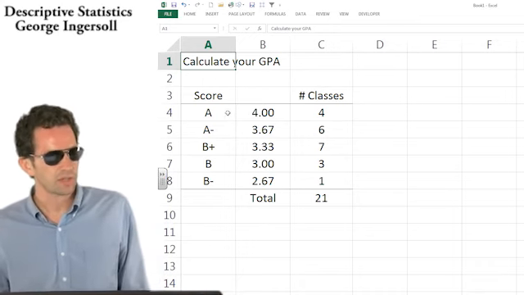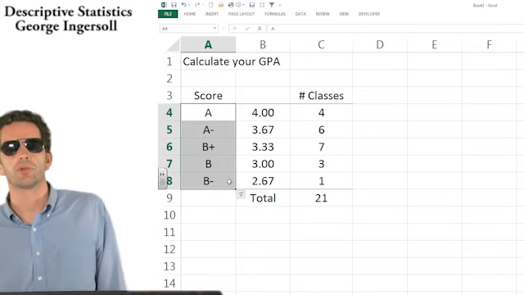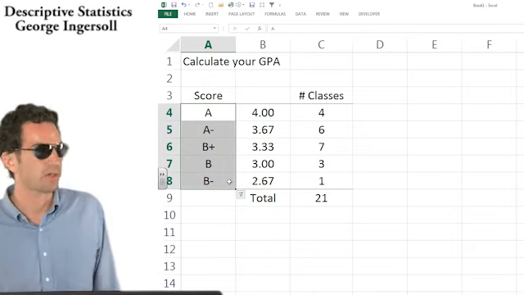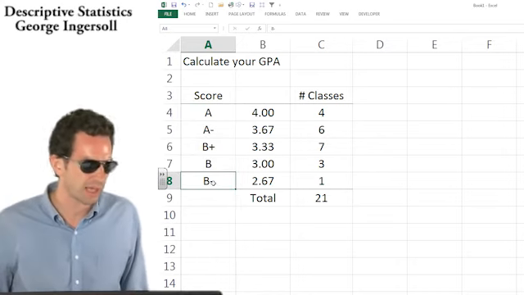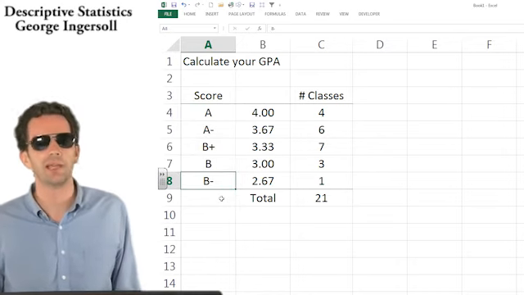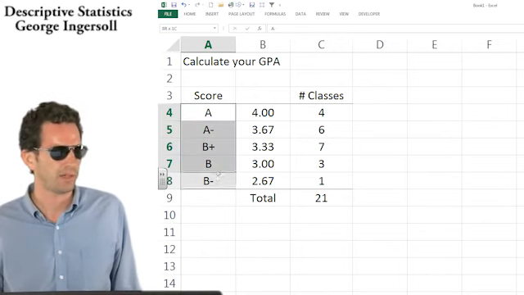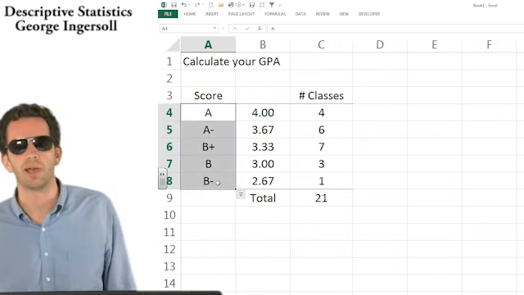If these are the grades that you've earned throughout your time as an undergraduate, let's say, you never actually got anything below a B minus, so this is not the entire range of grades. And you never got an A+. But these are the grades that you have earned.